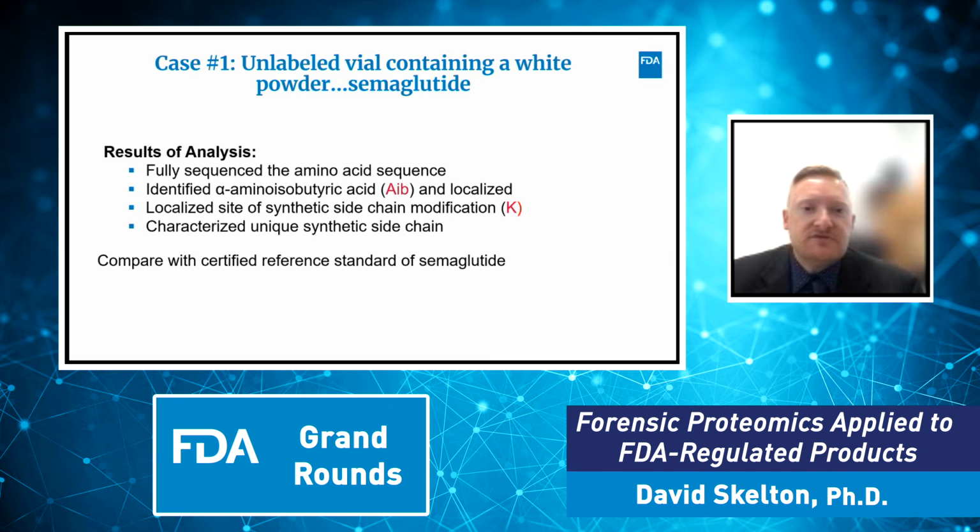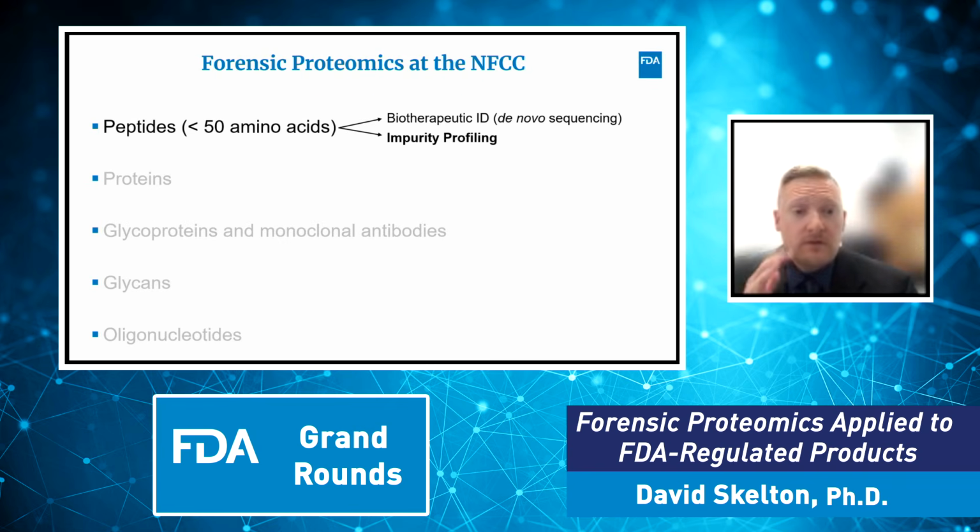This is compared with the certified reference standard of semaglutide, and we are able to confirm the presence of semaglutide in this unknown powder. So the next step that we take for these samples is we always do impurity profiling. We are looking for what else could be present in there. We are looking for byproducts from the synthesis process, as well as any adulterants or contaminants that we could observe.